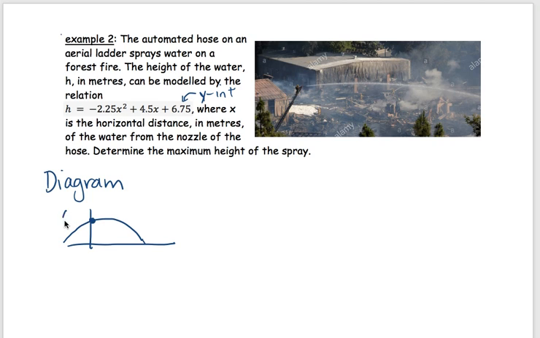With that, you can think of it as that's where the top of the ladder is, and then the water is being sprayed onto the forest fire. We know it opens down, we know the y-intercept, but I want to know where the max is, so say it's about right there. We need to figure out where that max is, that max height. In order to do that, we can't find that from this equation here, the standard form. We need to take it and convert it to vertex form.